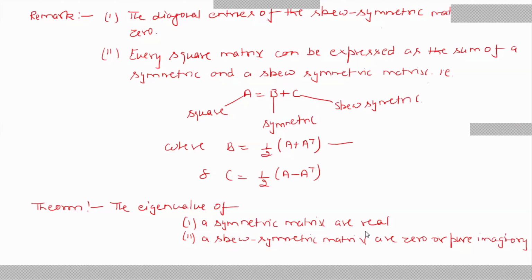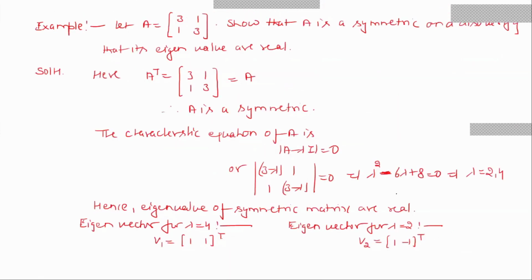Let's see this with an example. Let A be the given matrix. You have to show that A is symmetric and also verify that its eigenvalues are real. So first, find its eigenvalues.